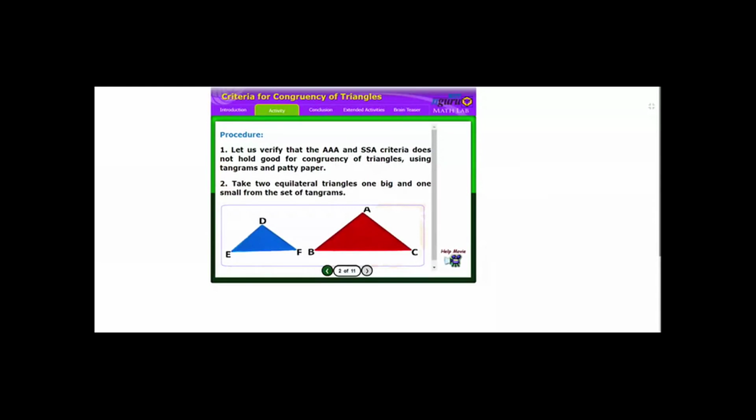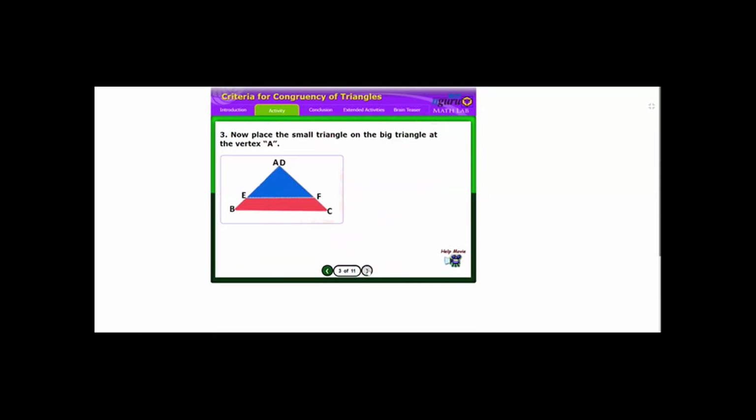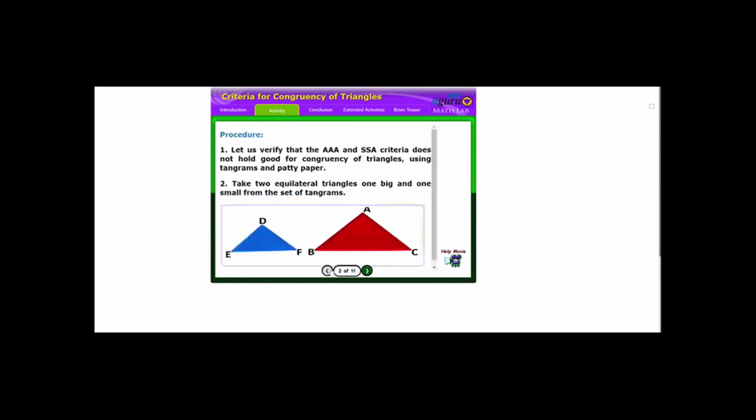Now what you have to do is take two equilateral triangles, one big and one small. Have you seen tangrams? Do you know what tangrams are? No, ma'am. They are just triangles. Okay. We can make different shapes using tangrams. I will show you what a tangram is.